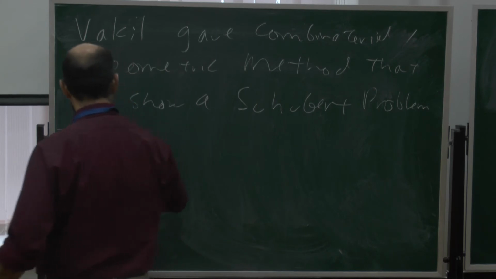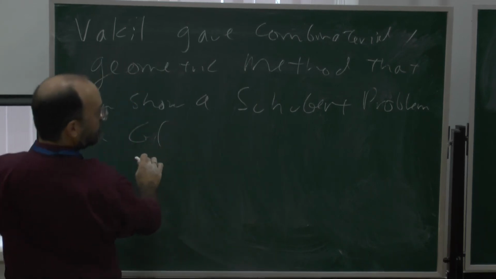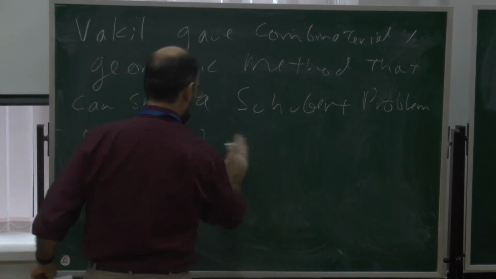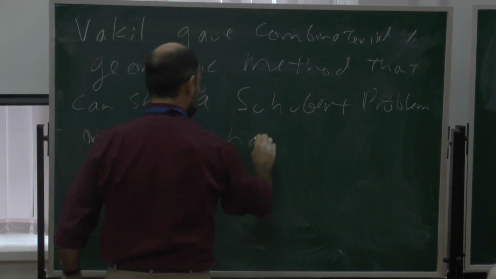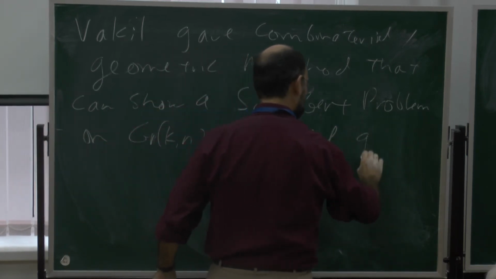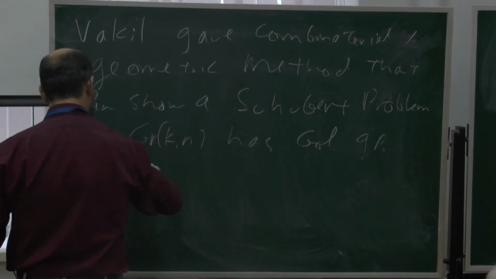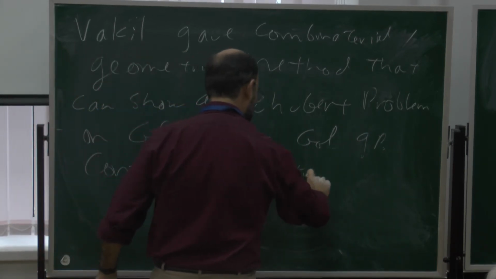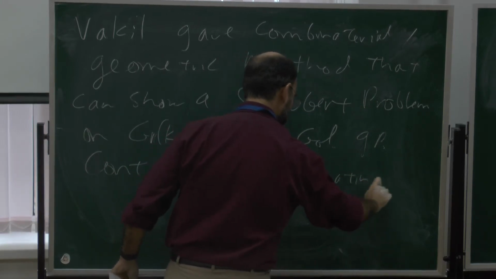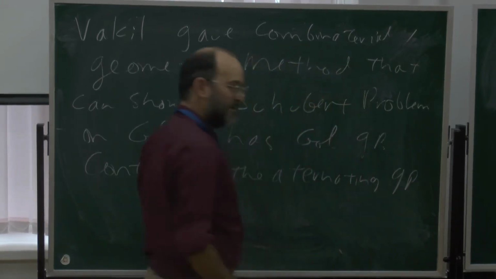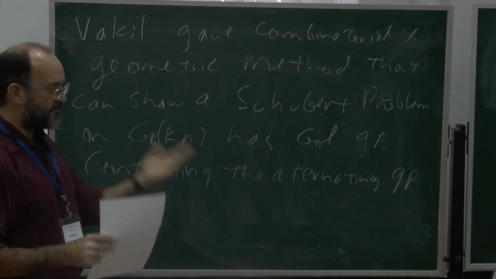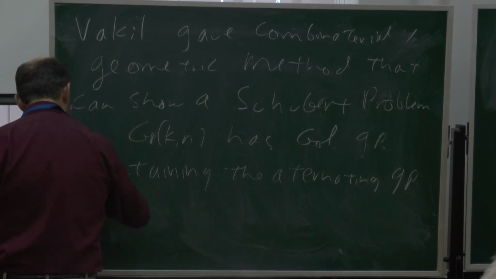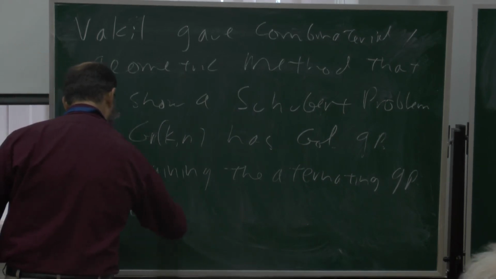On a Grassmannian, it has Galois group containing the alternating group. So it can imply that a Galois group is either the alternating group or the full symmetric group. It can't distinguish between them. And so I'll call this at least alternating.